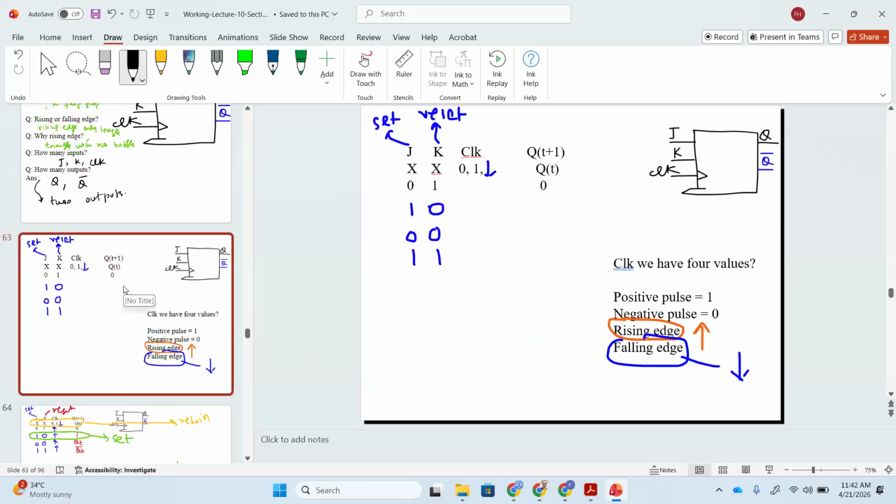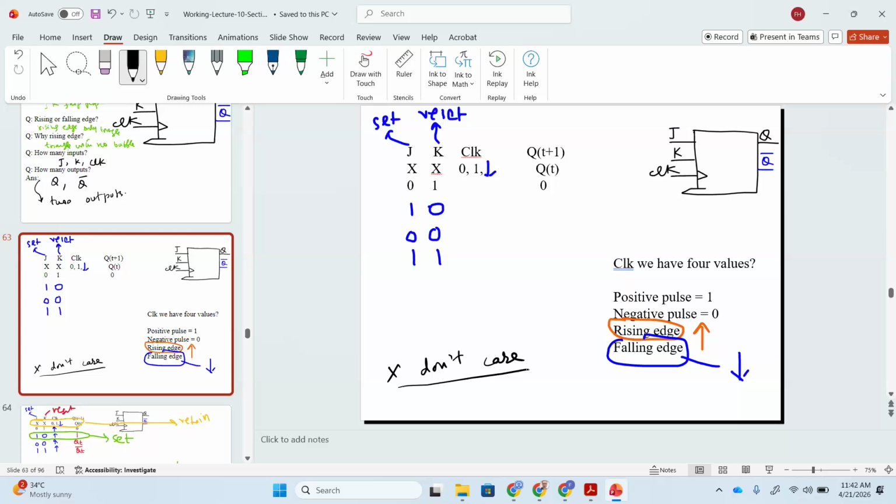Anyone? Okay. Now, how does the JK flip flop work? Please remember, it has three inputs, and this is the table for it. If J is X and K is X, X means don't care. If the clock is 0 or 1 or the falling edge of the clock, Q(t+1) will retain its previous value. Got it or not got it?